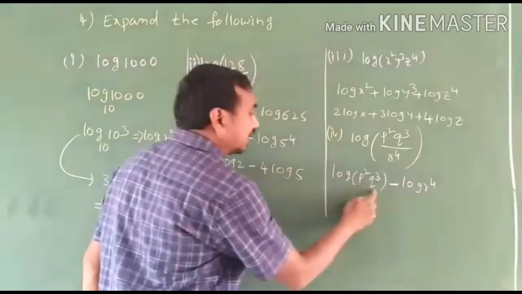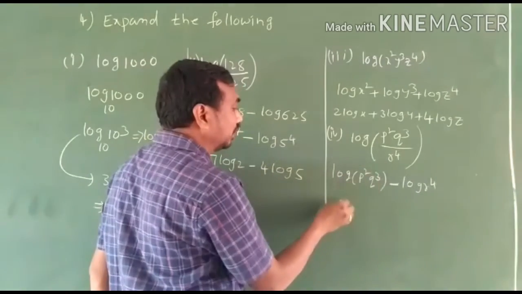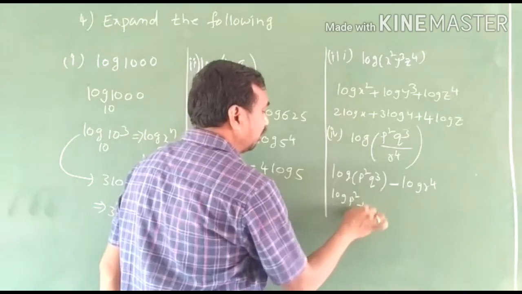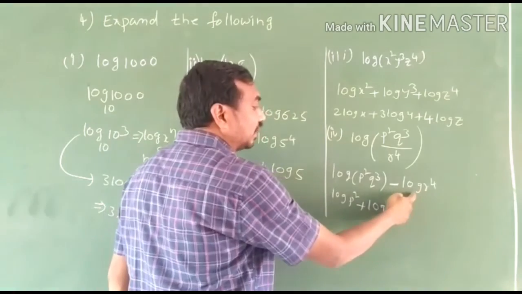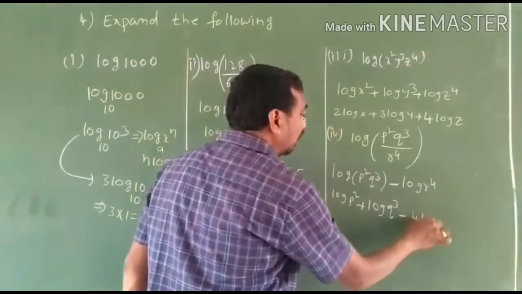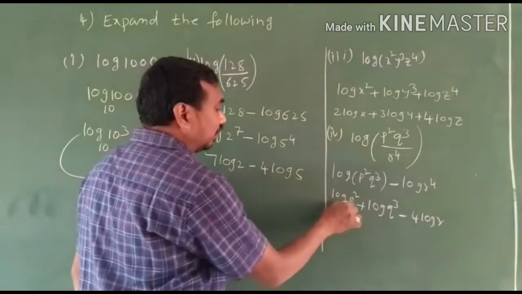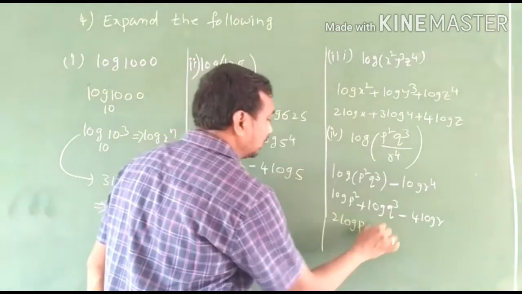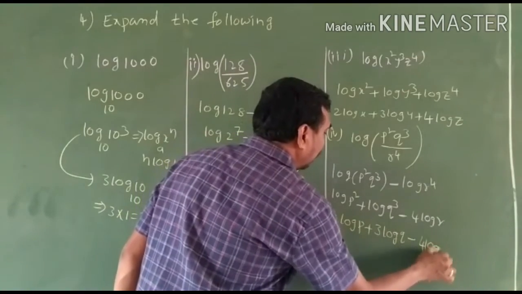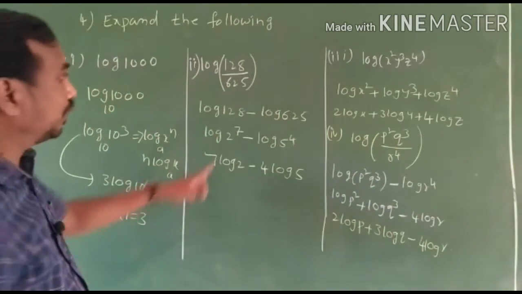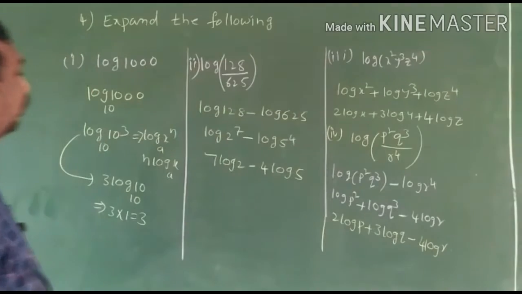Now this is in the form of again log x into y. That is, in place of x we are having p square, in place of y we are having q. That is log p square plus log q minus, this is in power formula, that is log x power n to the base, that is 4 log r. Now this can be written as again 2 log p plus 3 log q minus 4 log r. So this is the expansion of this problem log p square q divided by r power 4.